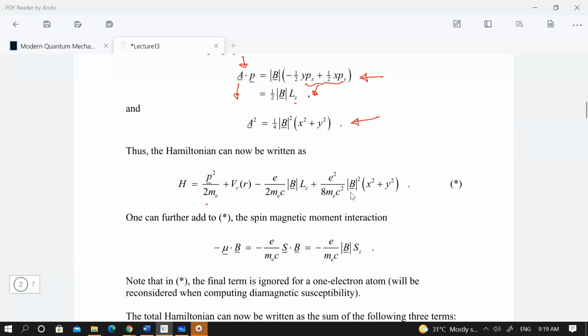So you have your kinetic energy now, and then whatever potential there is inside your system, and then the contribution of your magnetic field comes into this term together with this term.